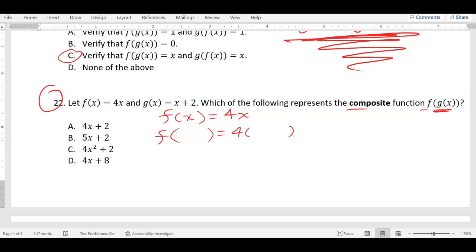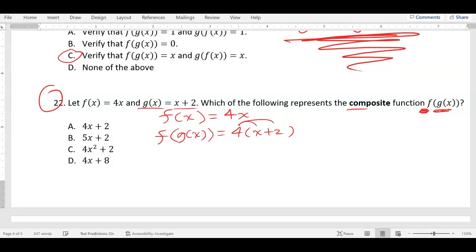Okay, so that's step 1. Write the outside function, f. Second step, replace x with a big old space. Step 3, put g of x in that space. So g of x is going right here, and then x plus 2 is going to go here. Last step, we've got to simplify.